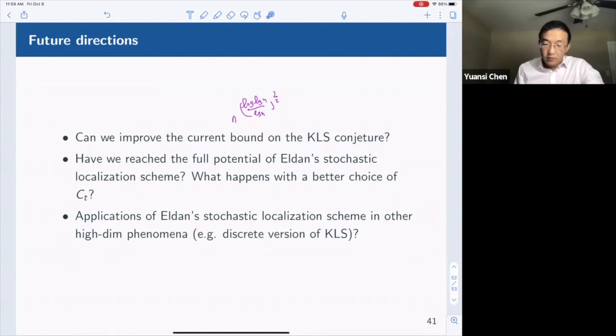I think in lecture two or the lecture before, people already mentioned that you might have some kind of discrete version of the KLS conjecture that is worth understanding.